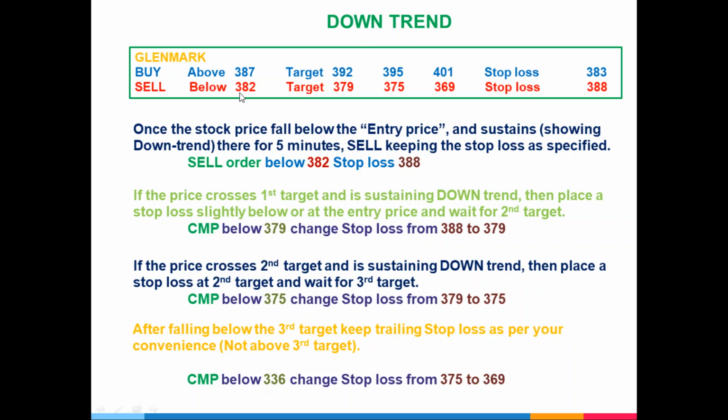Suppose I entered a sell order at 382 and the price hit 379; you need not square off the position immediately. You can wait. If there is still strength in that stock trend and you are expecting still more fall in that stock, then just wait, let the stock fall below these levels, then change the stop loss from the initial stop loss to the first target, and again play with the stock price. This is the way I trade on both sides, buy side or sell side, based on predefined price targets.